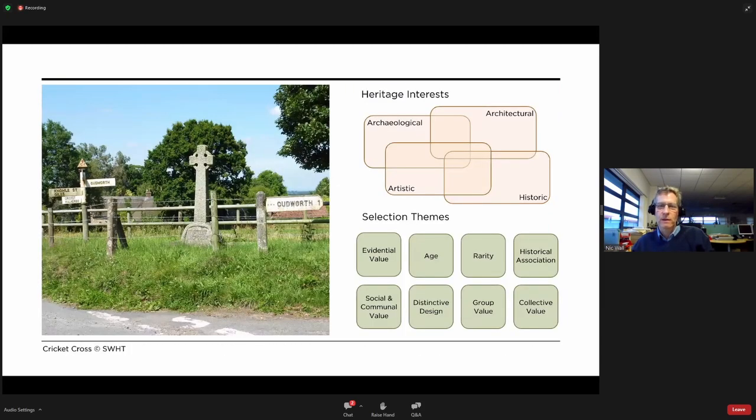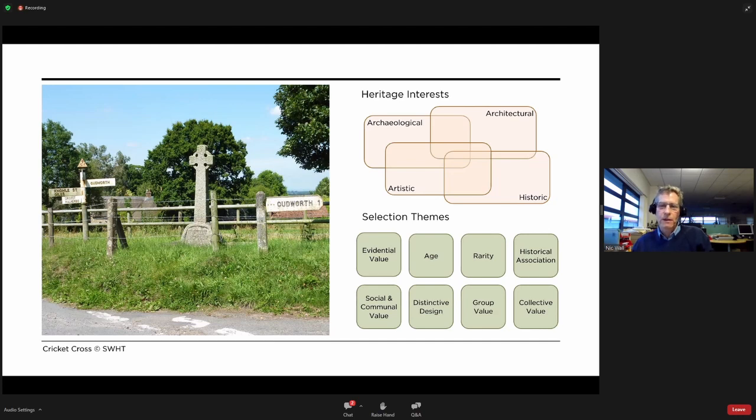Finally, on assessment. All nominations will be considered by an assessment panel against eight selection themes. These pick up on the four types of heritage interest, plus other considerations to determine if the nominations hold adequate heritage interest to be on the local heritage list. In other words, does it contribute to local character and distinctiveness of Somerset and Exmoor?